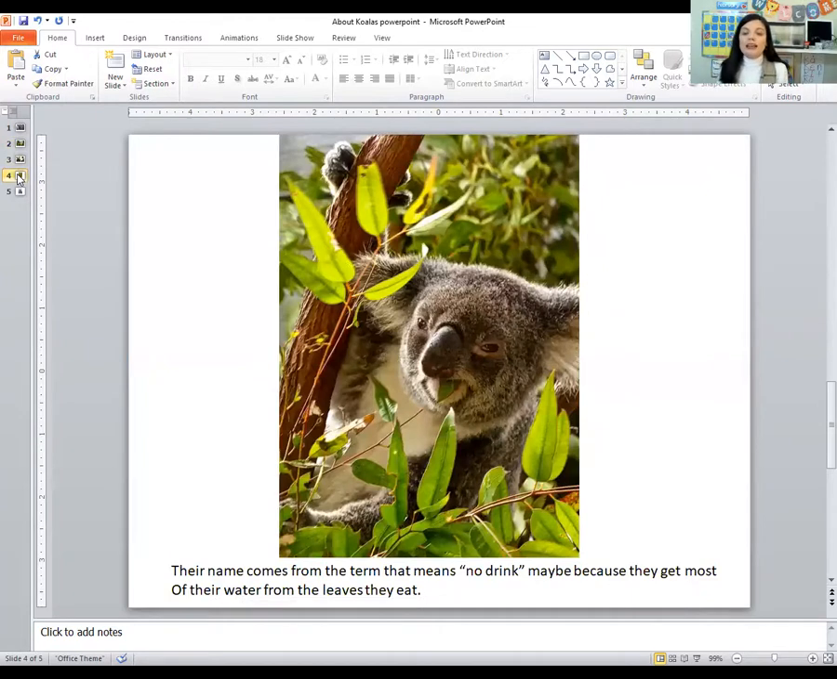Well, the name koala comes from an Aborigine word that means no drink. Maybe they called this koala no drink because they didn't see it drinking very much. A koala gets much of its water from the leaves that it eats.